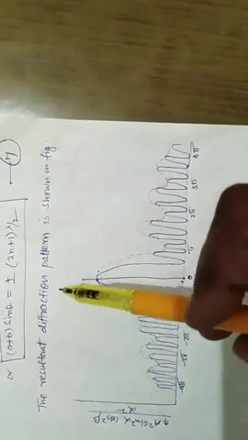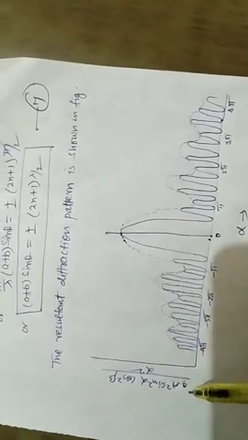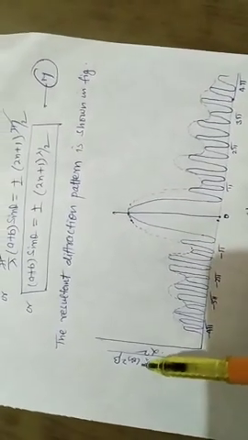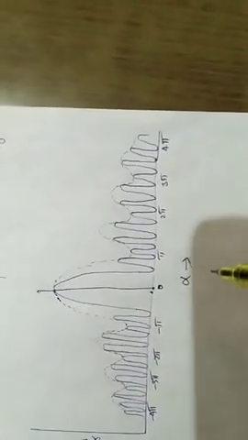And as I told you earlier, the resultant intensity distribution curve is like this. On the y-axis, A square sin square alpha cos square beta upon alpha square, and on the x-axis alpha has been taken. The curve comes like this.